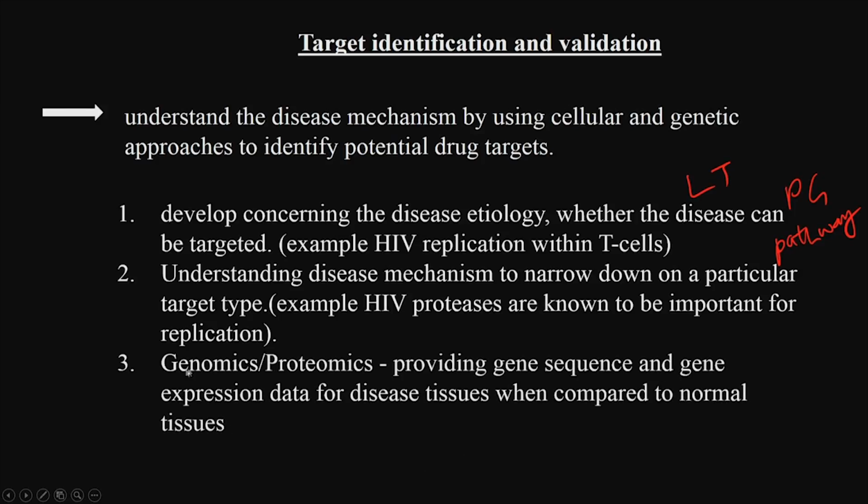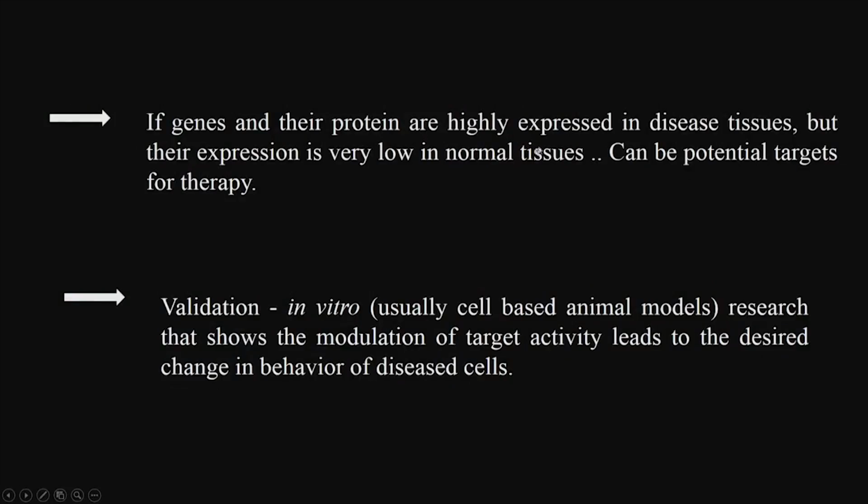Then I need to now do genomics and proteomics. I need to get the gene sequence and gene expression data for the diseased tissue when compared to normal tissue. I need to know which genes get upregulated, which genes get downregulated when there is a disease condition vis-a-vis the normal condition. Okay. So, if the genes and proteins are highly expressed in diseased tissues, but their expression is very low in normal tissues, then that could be the target for therapy. Okay. So, I could focus on those genes.